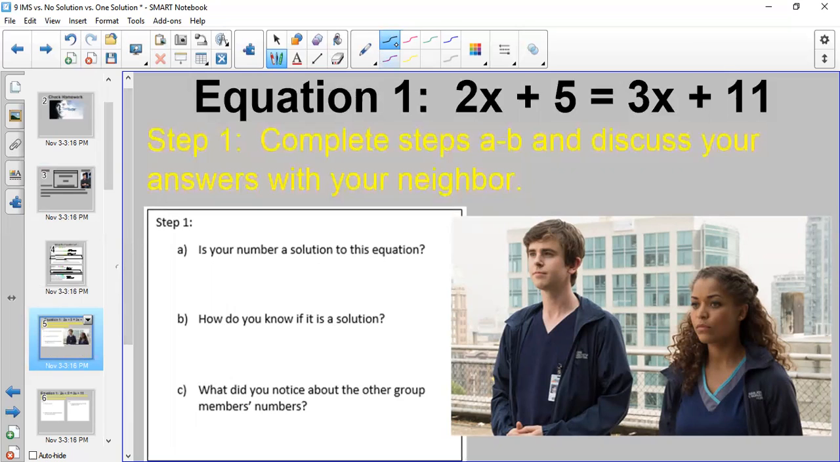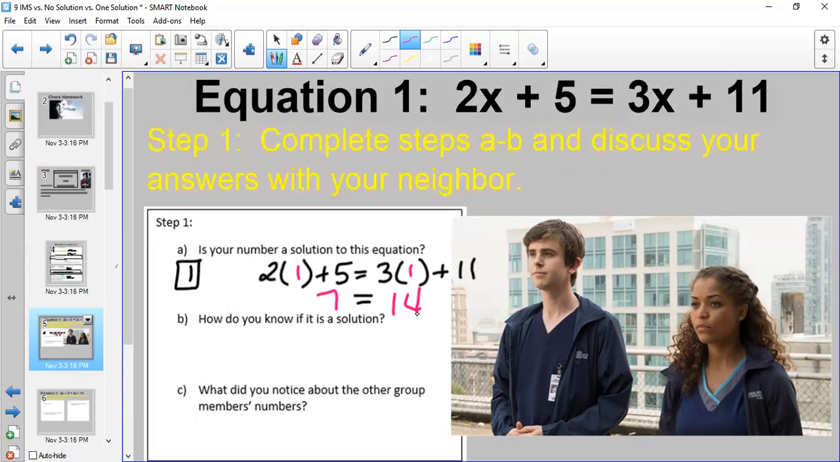So for example, if you had the number 1 in the class, what they did is they took out the x's and they put parentheses instead. And they were trying to see if they plugged in their answer, which was 1, would the left side equal the right side? So would 2 times 1 plus 5, that'd be 7, equal 3 times 1 plus 11, that'd be 14. Well, 7 does not equal 14. So this person, if you had the answer of 1, would not have been a winner. And how do we know if it was a solution? We plugged it in.